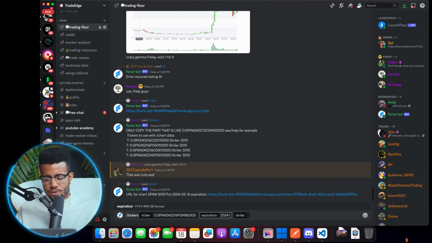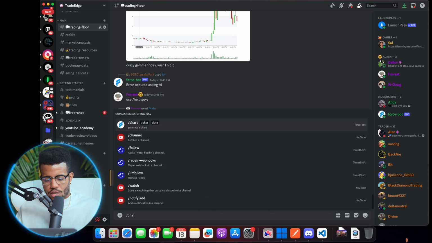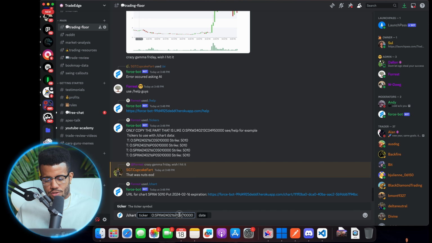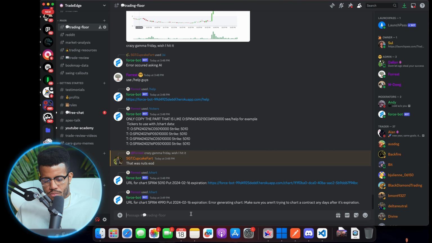Expiration 2024-02-16. Whoops, this is the wrong one. This is the tickers. We want chart. Slash chart, that ticker. We want to change this to 4990s, actually. And 2024-02-16. Make sure I'm not trying to chart a put a day after its expiration.